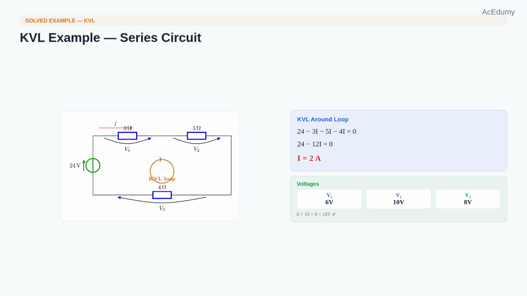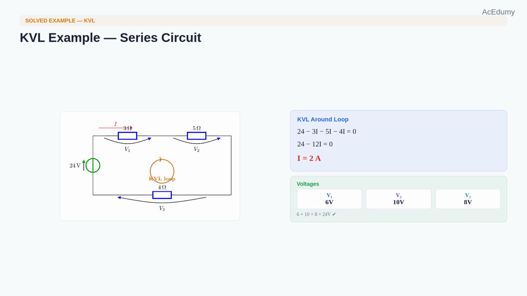We have a 24-volt source connected to 3 resistors, 3 ohms, 5 ohms, and 4 ohms, all in series. Since they're in series, the same current I flows through all of them. Applying KVL around the loop: 24 minus 3I minus 5I minus 4I equals 0. Combining: 24 minus 12I equals 0. So I equals 24 over 12, which is 2 amperes.